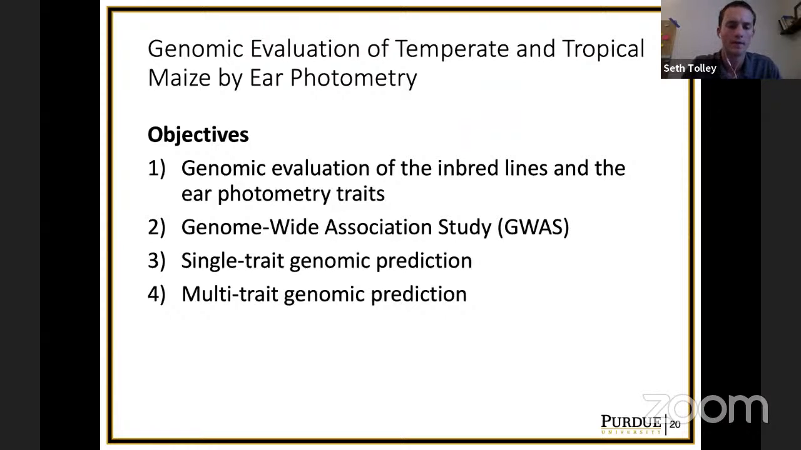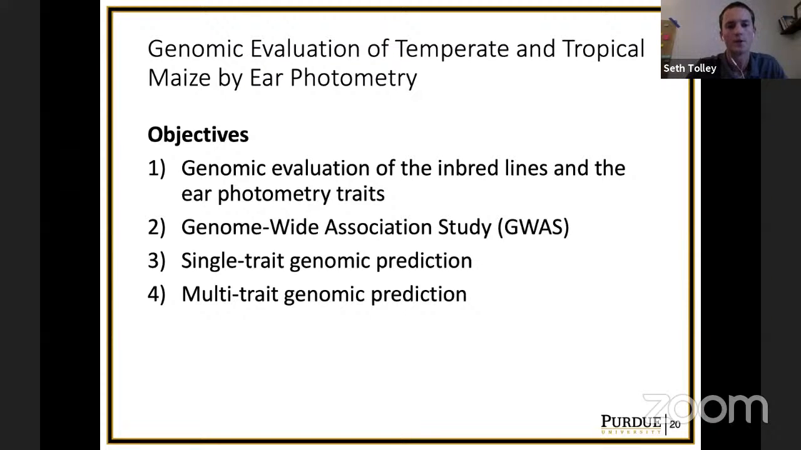So that leaves the first chapter behind us. From here on out, it's a little bit more preliminary research and what we're proposing to do for the rest of my thesis. So the second chapter, for now, is called Genomic Evaluation of Temperate and Tropical Maize by Ear Photometry. And we had 4 main objectives for this work.